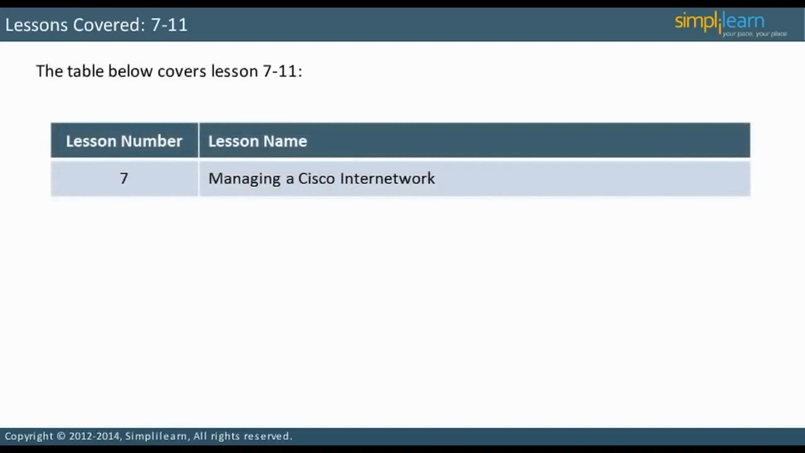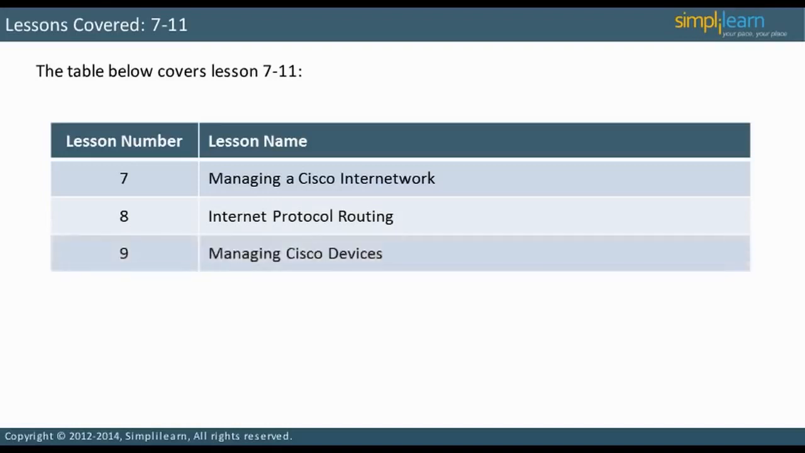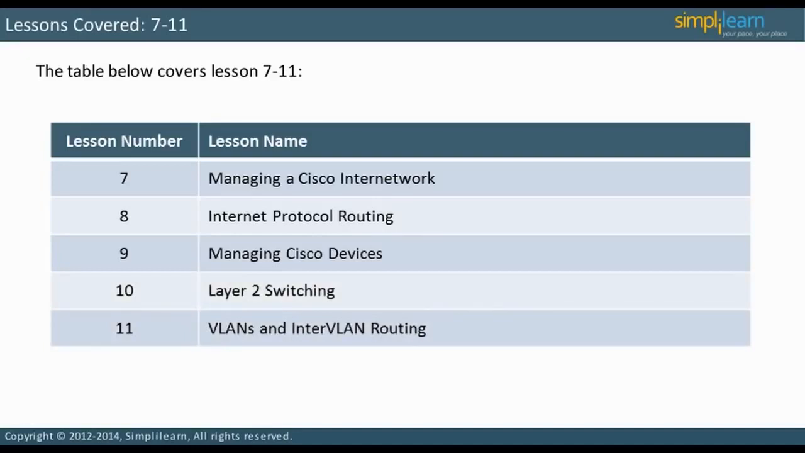Lesson 7 will describe how to manage a Cisco internetwork, including network architecture. Lesson 8 will address Internet Protocol routing. Subjects include static and default routes. Lesson 9 will deal with managing Cisco devices, including hardware components and remote access. Lesson 10 will address Layer 2 switching. In Lesson 11, VLANs and inter-VLAN routing will be discussed. In continuation to the course details, we will discuss the next 5 lessons in the following slide.